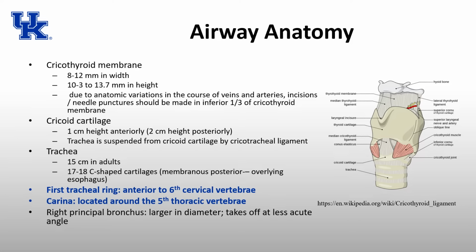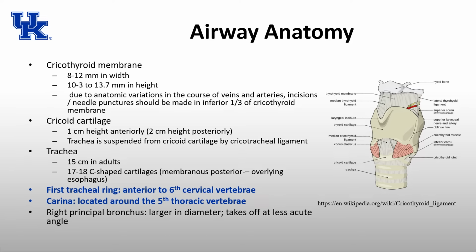I believe it's different in pediatrics, but again, I'm not a pediatric anesthesiologist. So the right principal bronchus is larger in diameter and takes off at a smaller angle, or a less acute angle. What this all means is that if you aspirate anything, it has a tendency to go down the right side of the lung instead of the left side.